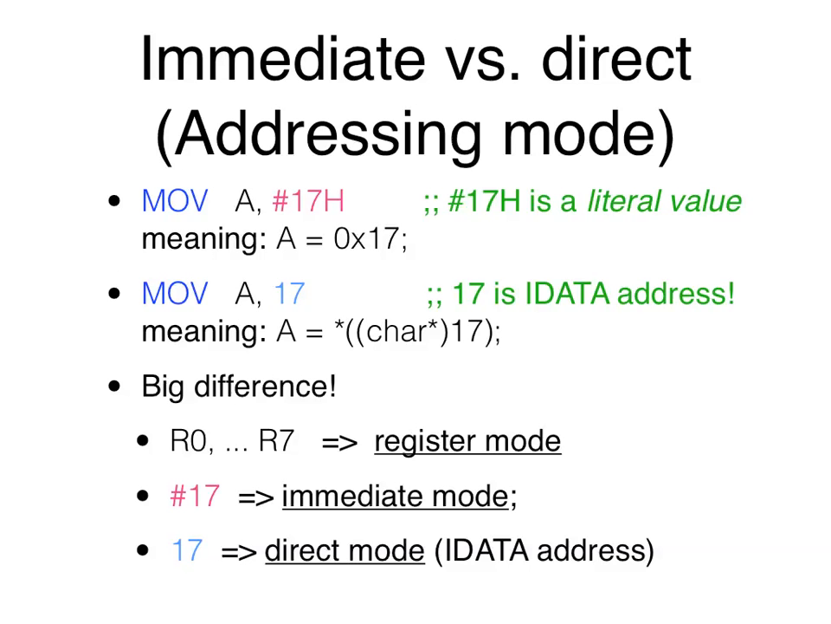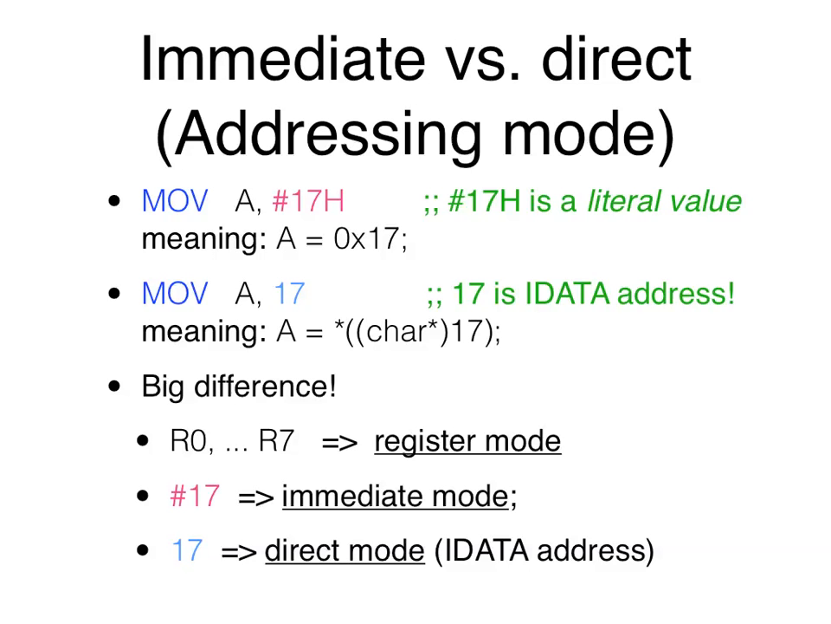256 possible bytes, and this is the one at location 17. So what does move A comma 17 mean? Well, it means like that C statement. Right? I mean, everybody has C programming, right? So you know it's to typecast 17 as a char pointer and then dereference it, right? So make 17 a char star and then dereference it. That means to load from that location, okay, and then put it into the accumulator. So that's what move A comma 17 means.